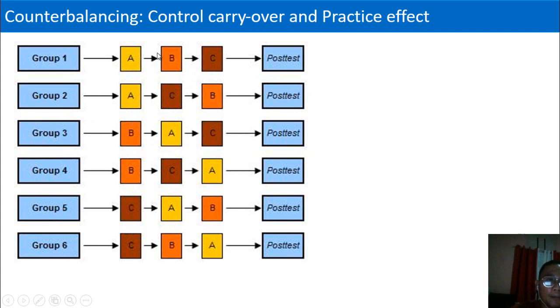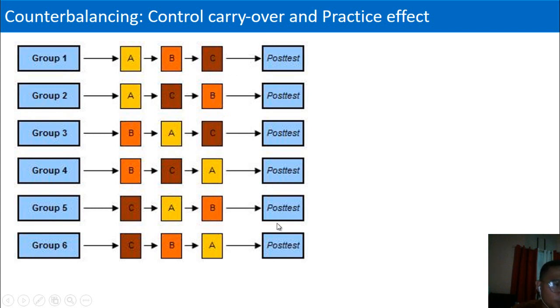Then after that, group 1 will undergo treatment B, group 2 will undergo treatment C, and group 3 will undergo treatment A, group 4 undergo treatment C, group 5 will undergo treatment A, and group 6 will undergo treatment B. After a certain time interval again, group 1 will undergo treatment C, and so on.